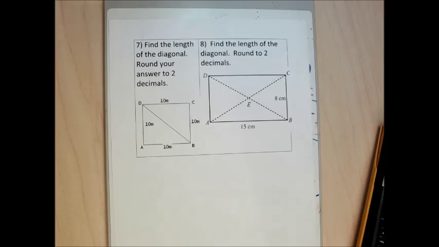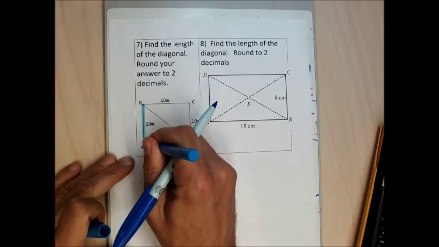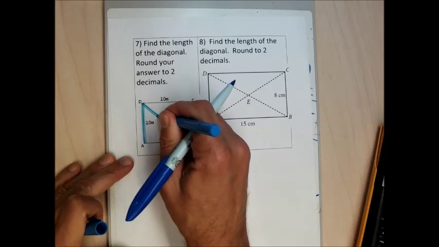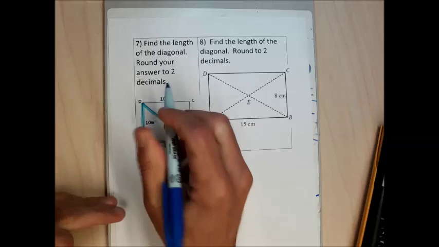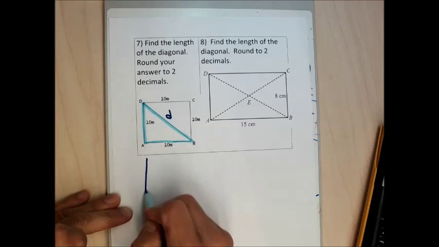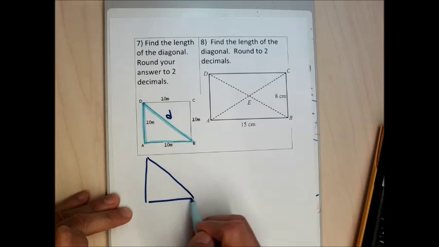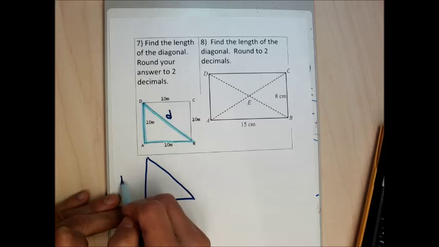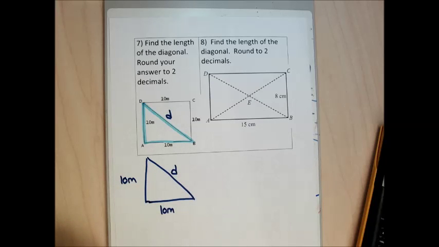Each of our next problems give us a square or a rectangle and ask us to find the length of the diagonal. When you go to do your problem 7, you're going to need to find the length of the diagonal, and let me call the diagonal D. This is the length that you're trying to find. And when you go to do problem 7, you need to, from that square, pull out a triangle, and the triangle you're going to work with is going to look like that.